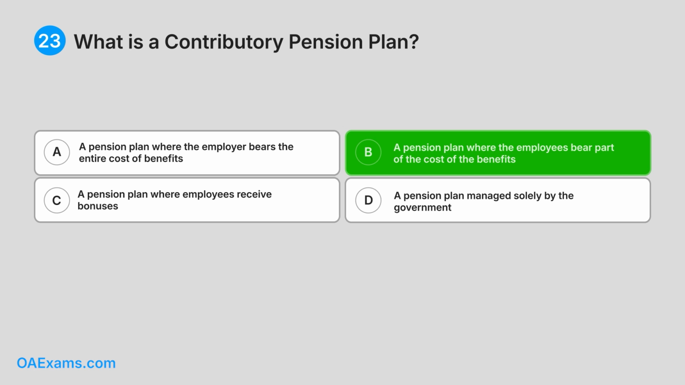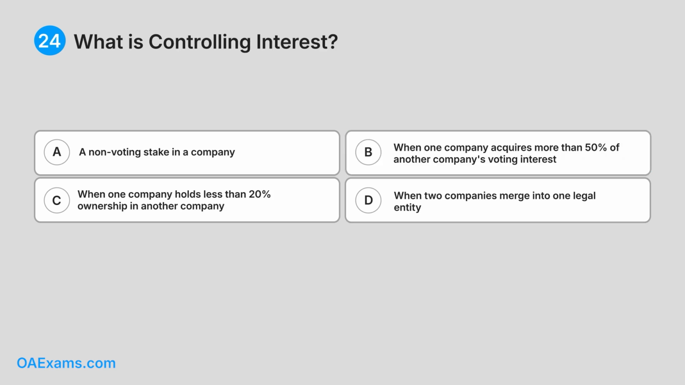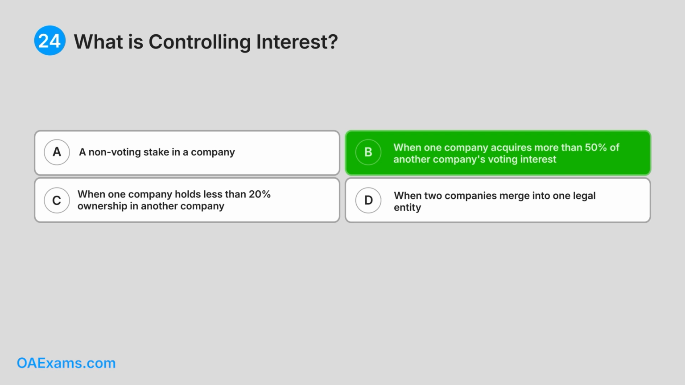Correct answer. B. A pension plan where the employees bear part of the cost of the benefits. Explanation. A contributory pension plan requires employees to contribute toward the cost of the pension benefits they will receive upon retirement. 24. What is controlling interest? A. A non-voting stake in a company. B. When one company acquires more than 50% of another company's voting interest. C. When one company holds less than 20% ownership in another company. D. When two companies merge into one legal entity. Can you guess the answer? Correct answer. B. When one company acquires more than 50% of another company's voting interest.